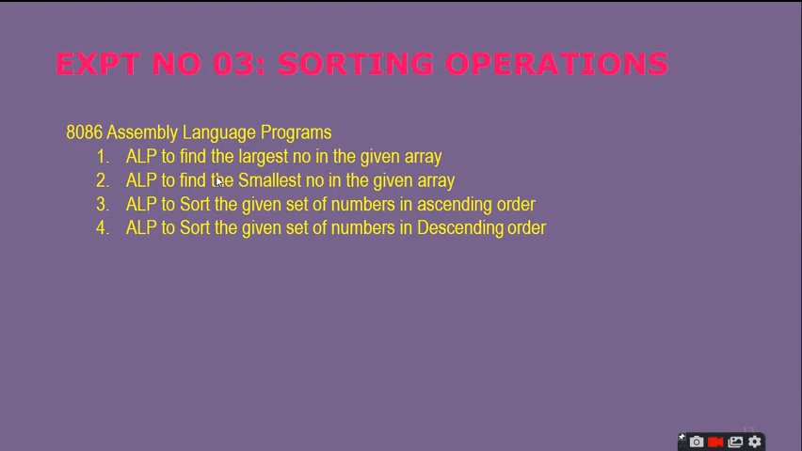Programs we are going to see in this experiment. First program, largest number: finding the largest number in the given array. Second, finding the smallest number in the given array. Third, sorting: arranging the numbers in ascending order, and arranging the numbers in descending order. All the 4 experiments we will do.